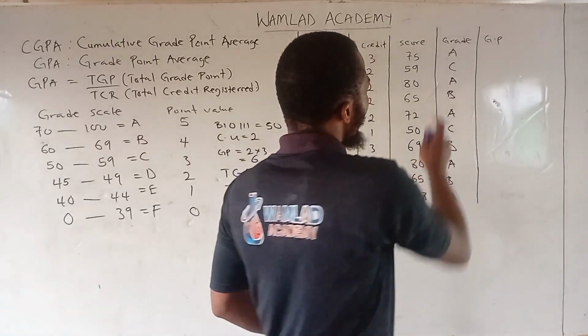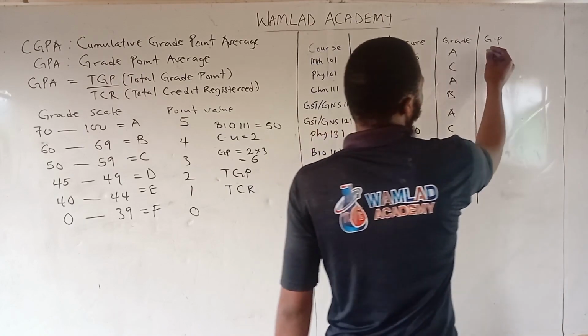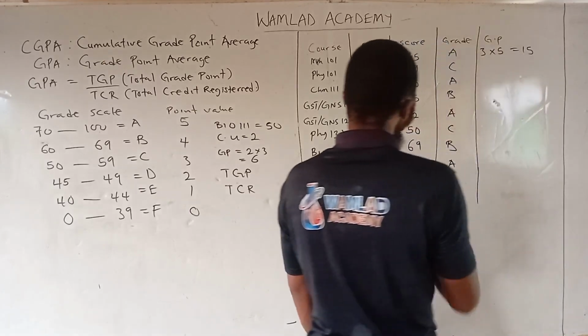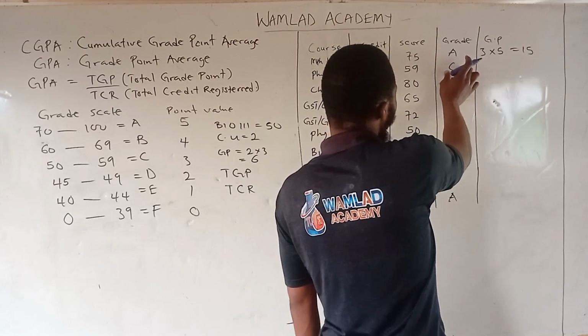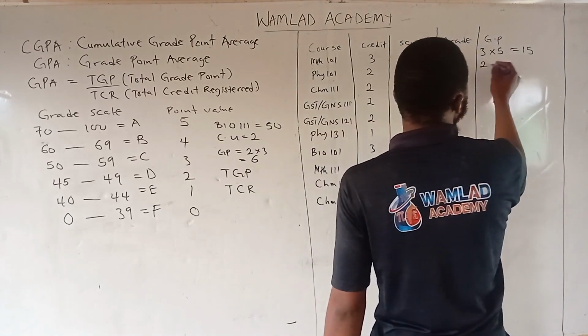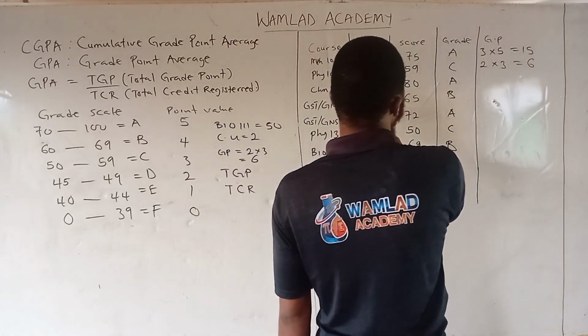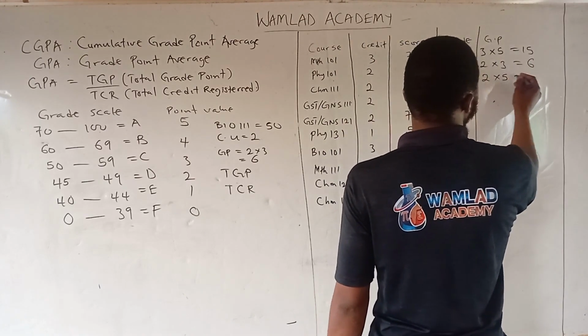What's our GP? This A is 5 and the credit unit is 3. So 3 multiplied by 5 gives us 15. This one is 5 and C is 3, and the credit unit is 2, so we have 2 times 3, which gives us 6. In this case, you have 2 times 5, which is equal to 10.